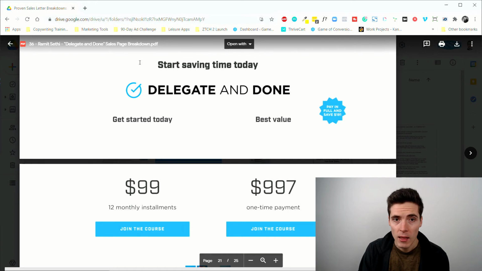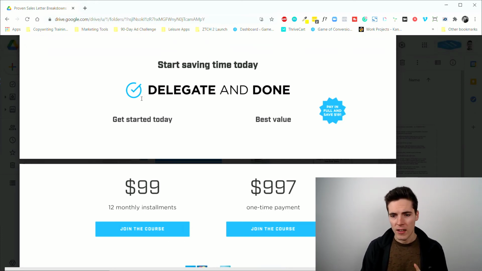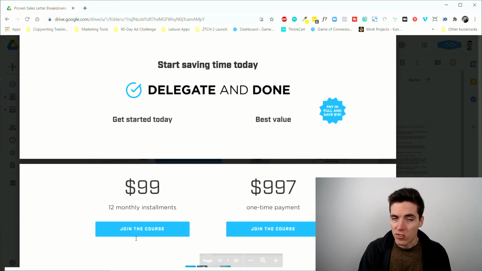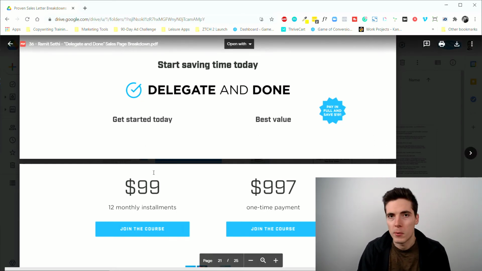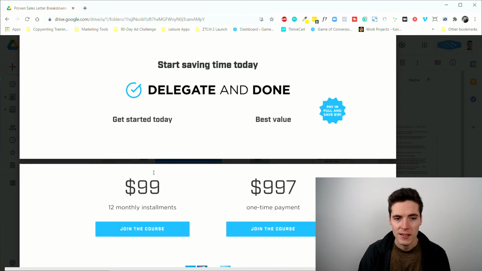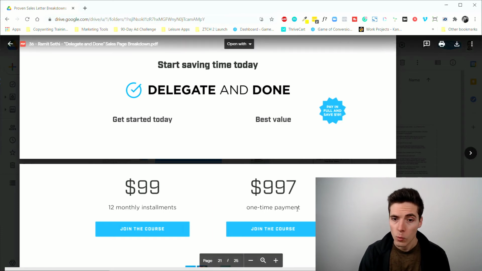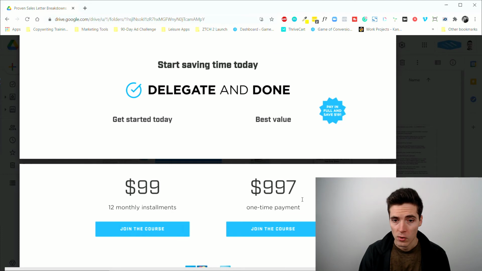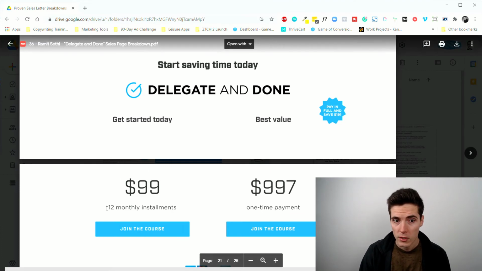Start saving time today. This is the promise, the name of the program, and very smartly, this is kind of an advanced pricing thing, you have 2 ways for people to buy. You have the installments, because you know that some people are always going to prefer installments, but this is 20% more expensive, because as you notice, it's 12 monthly payments of $99 and the one-time payment is $997. So $1,000 or $1,200 if you pick the monthly installments.